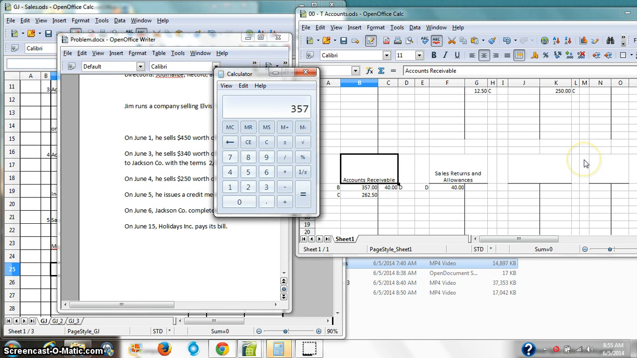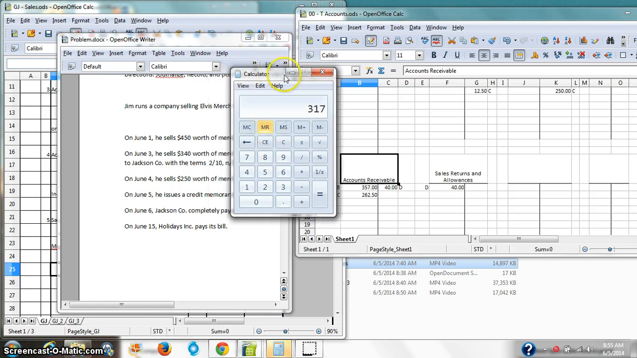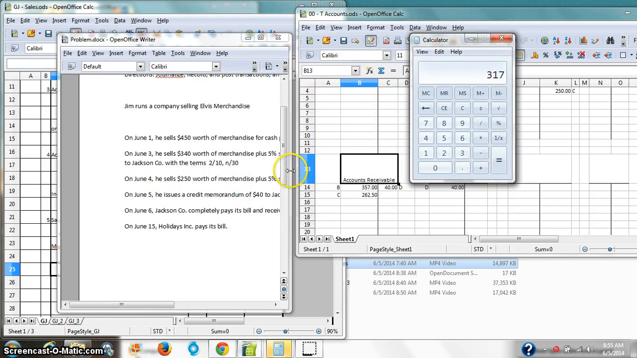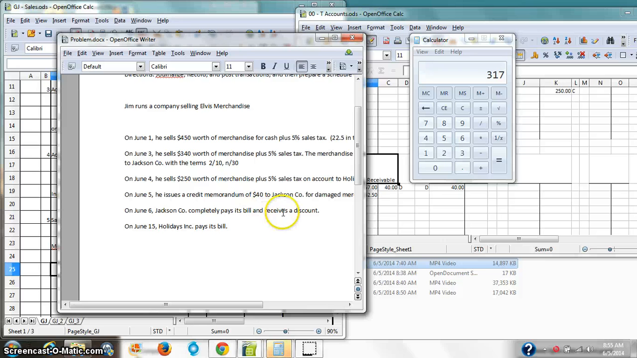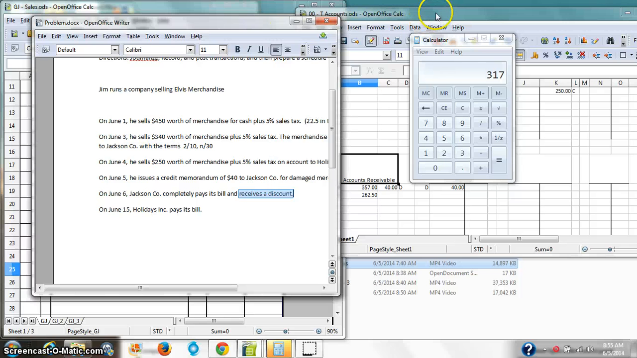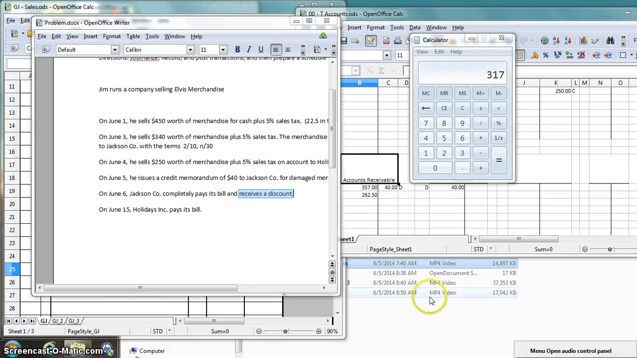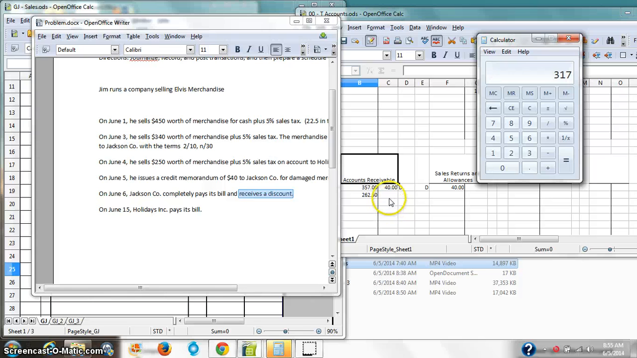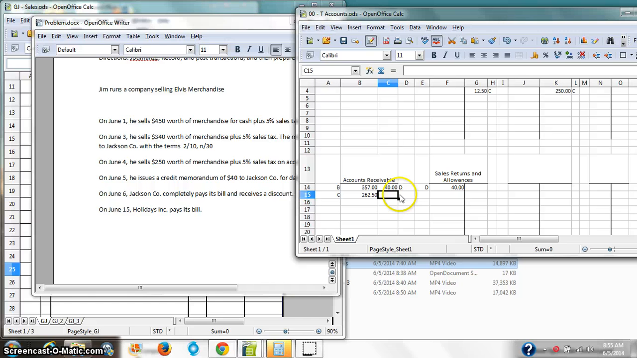They owed $357, but then we deducted $40 for that credit memo, and now they owe $317. This is how much they owe, except they're also going to receive a discount. So what's going to happen here is that accounts receivable is going to go down by this amount right here. Accounts receivable is going to be reduced by $317. That's transaction D.